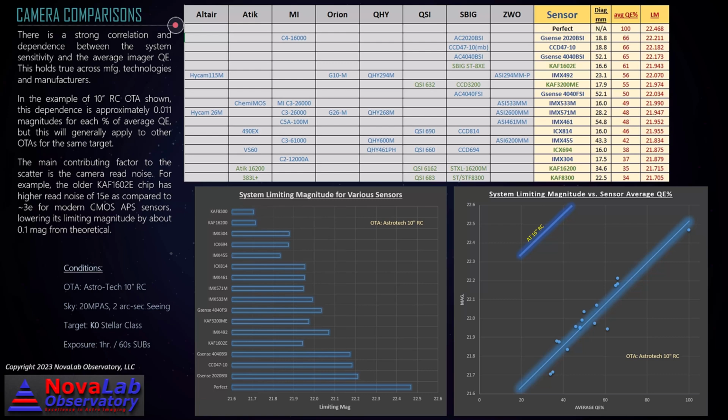So in essence, and again I'm going to emphasize, this is done with an Astrotech 10-inch RC under 20 magnitude skies and 2 arc-second seeing. But if you change to a different telescope, so you go to a 16-inch RC or 28-inch something, or Schmidt-Cassegrain, any telescope really, the slope of that line is going to be the same. The limiting magnitude is not going to be the same, but the slope is going to be the same. So remember that 11 millimagnitudes per percent average quantum efficiency. That is a useful number to know when you look at the average quantum efficiency of different sensors. Going from this one to this one, you can figure out, this is like a 17% difference times 0.011. You can figure out roughly what it is going to be for a K0 class star.